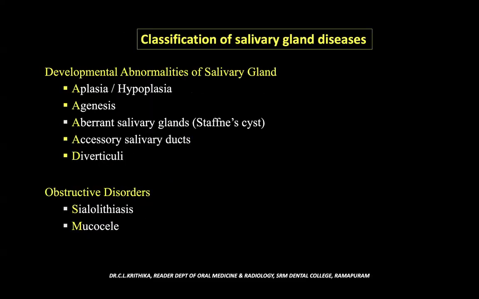First is the developmental abnormalities, which includes salivary gland aplasia or hypoplasia. Then it is agenesis, aberrant salivary glands, accessory gland ducts, and diverticuli. In obstructive disorders, there can be sialolithiasis and mucocele. Mucocele is also a pseudocyst.